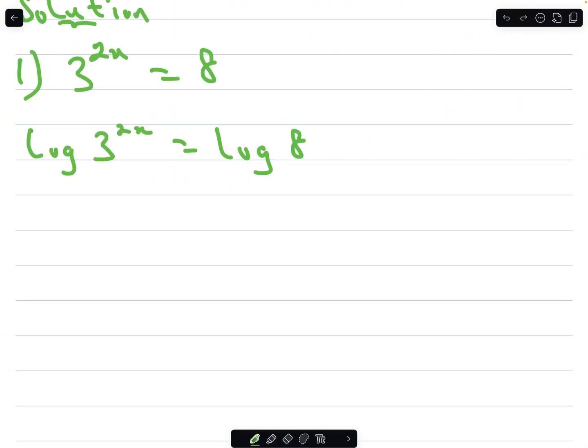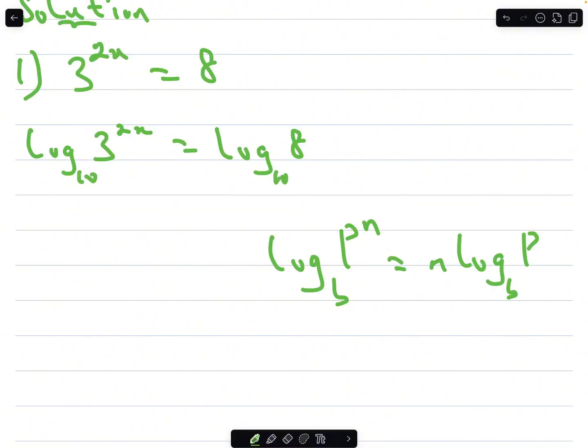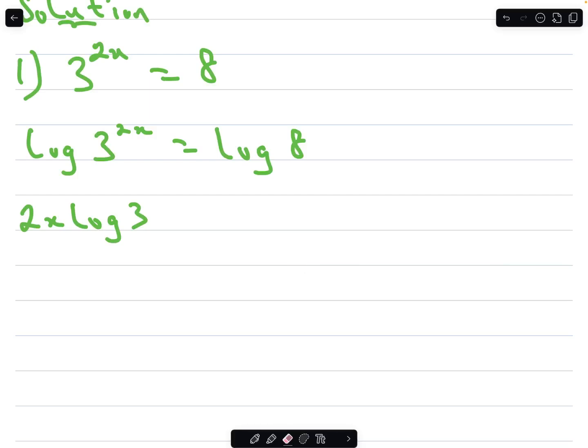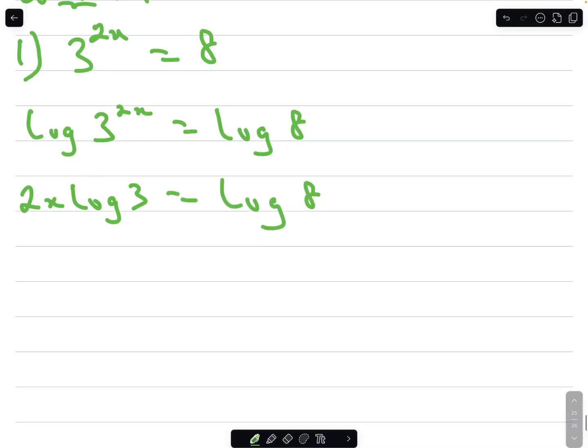Yes. And what happens? You remember the law that says log p raised to the power n base b equals n log p base b. So here, log 3 raised to the power 2x. If they don't put the base, that means it is base 10, so I don't need to put it. So this simply means 2x log 3 equals log 8.